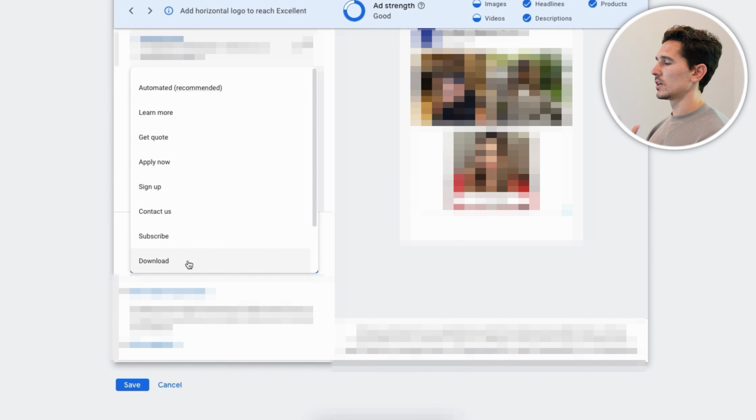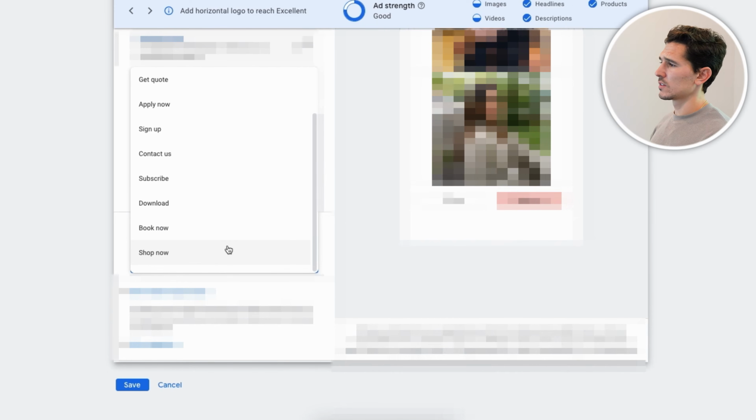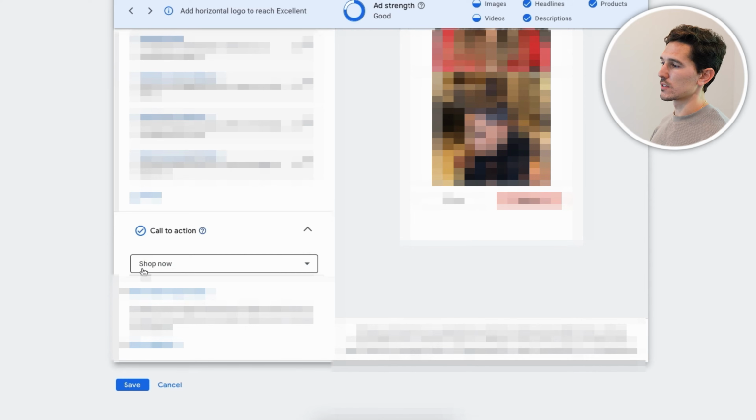And then finally, your call to action. So your call to action is going to vary definitely depending on what your actual call to action is. If you want people to apply, put apply now. If you want people to sign up, sign up. Generally speaking, since I'm mostly talking and working with e-commerce brands, it's going to be shop now in almost all cases. Shop now is the most fundamental call to action.